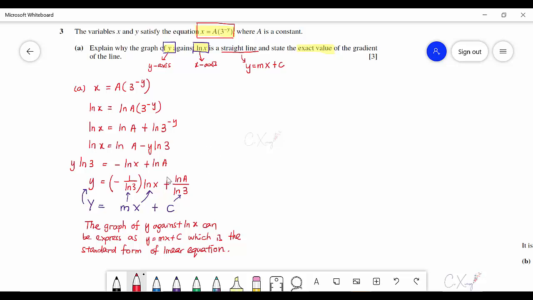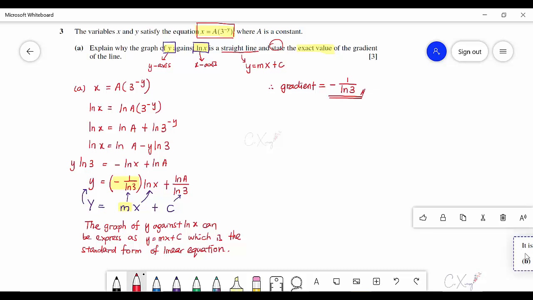After that, they want you to state the exact value of the gradient of the line. I think it is quite straightforward, because if you compare it, the gradient, you know, is m, right? The standard form for gradient is m. So if you compare it with the value that we get in our equation, you see that it is matching with negative 1 over ln 3. Therefore, you can just tell them that your gradient is equal to negative 1 over ln 3. Okay, so this is how we prove it.